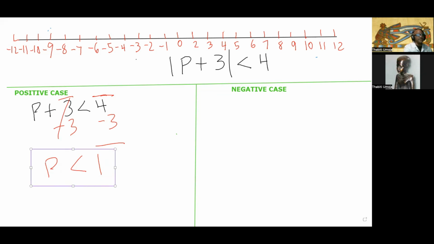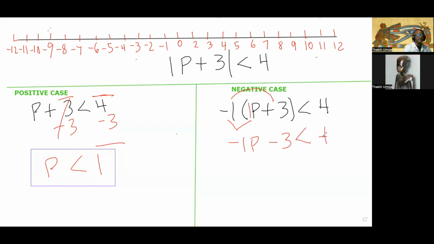Now we have to go to our negative case. Our negative case, we're going to put in parentheses the p plus 3 is less than 4. And remember, we have a negative 1 on the outside. And remember, when we have a variable, just put an imaginary 1 inside right there. So this is negative 1 times 1p is negative 1p. Negative 1 times positive 3 is negative 3 is less than 4.